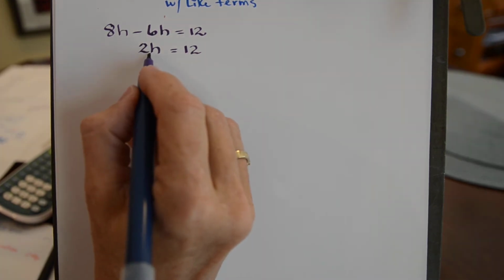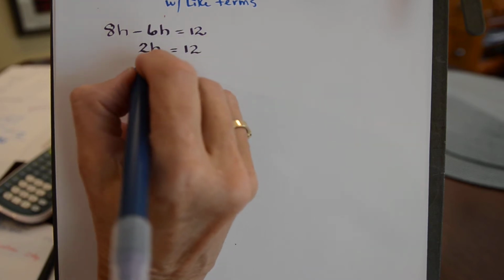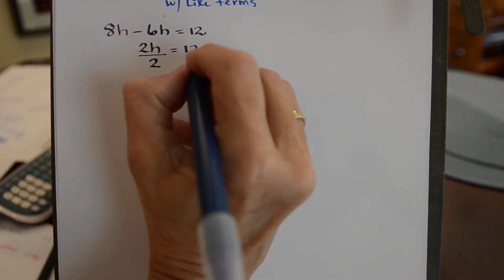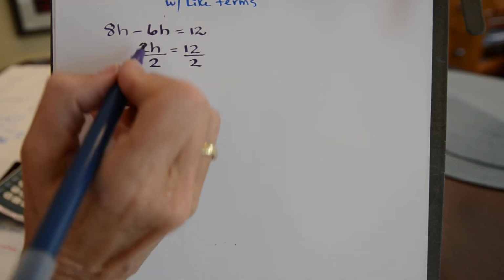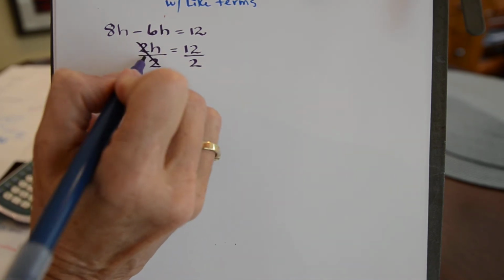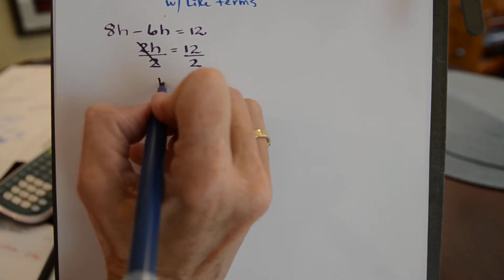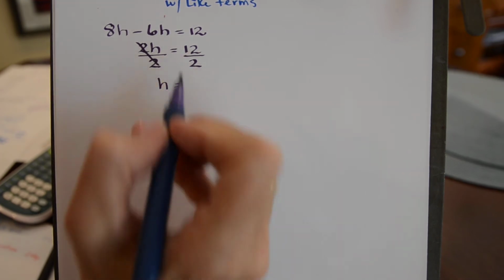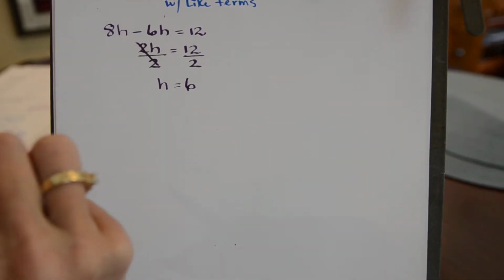It's being multiplied. The opposite of multiplication is division. So I am going to divide both sides by 2. And the reason I do that, I want this to go to 1. 1 times h leaves h. And then 12 divided by 2 is 6.